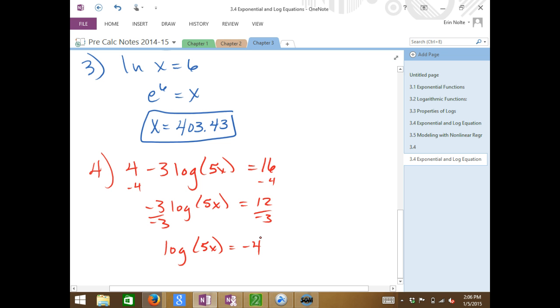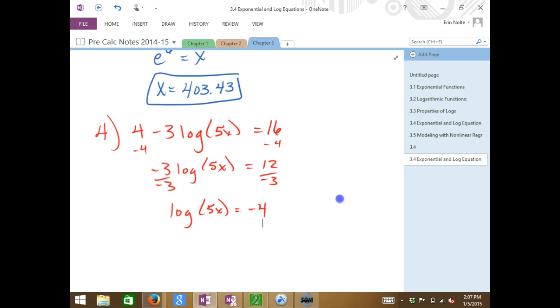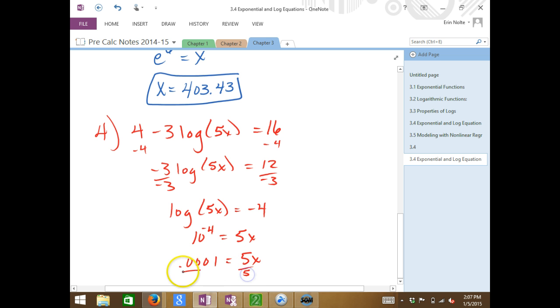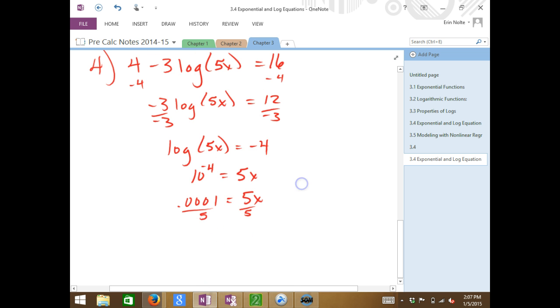So now I can convert it into exponential form. What is the base of this? 10. So it's going to be 10 to the negative 4th power is equal to 5x. What is 10 to the negative 4th power as a decimal? 1 and 0. Yes, so 0.0001. I'm going to keep it as decimal form, and then divide that by 5 is 0.00002.